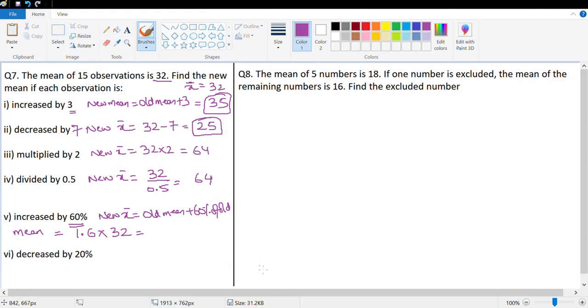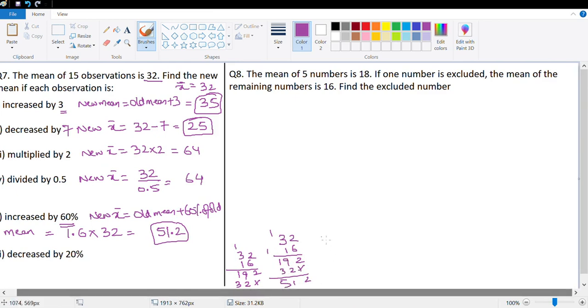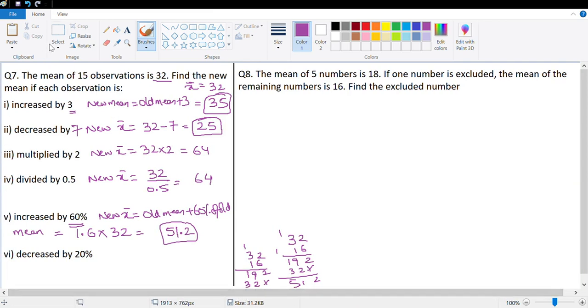Let's calculate 32 into 16, which is 6 into 2, 12, 18 plus 1, 19. This is 2, this is 3. So this will be 2, 9 plus 2, 11, not 41, 51.2. Sorry, this is 51.2. Let me rewrite this. 32, 16, 6 into 2, 12, 19, 2, 3. 2, 9 plus 2, 11, 51.2. Correct. That's the correct answer.